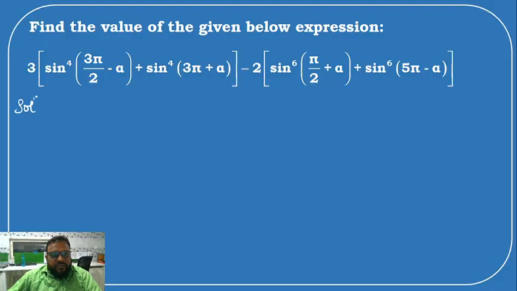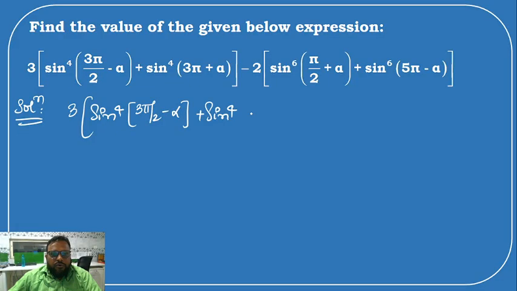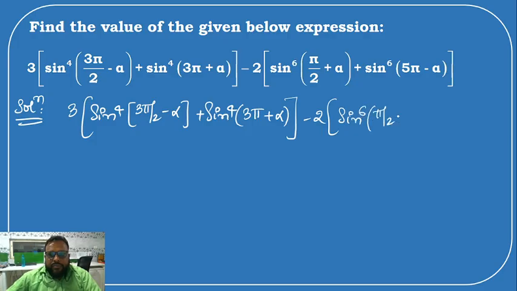So when you start the solution for this, first let us write the given expression, then we will find out the values of these separately. So the given part is 3 into sin to the power of 4 of (3 pi by 2 minus alpha) plus sin to the power of 4 of (3 pi plus alpha) minus 2 into sin to the power of 6 of (pi by 2 plus alpha) plus sin to the power of 6 of (5 pi minus alpha). Okay. So first we will find out the values of these ones separately.